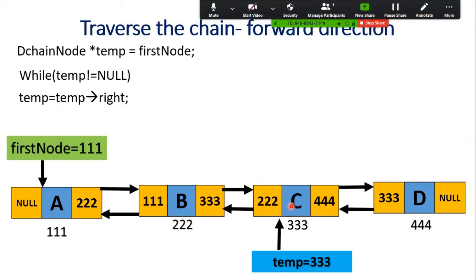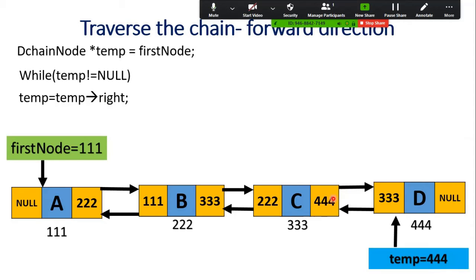So temp equals temp of right. Temp of right is what? 444. Temp becomes 444. It is pointing to what? The last node. Is it not equal to null? Yes, the temp value is not equal to null. Then temp equals temp of right. Temp of right is what? Null. So again it checks.